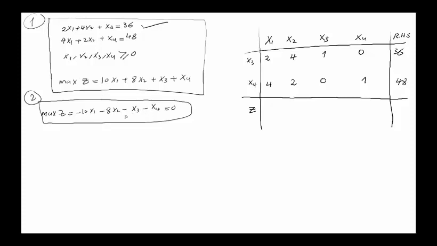For the coefficient of z you need to put here -10, the coefficient of x1, which is -10, and -8, and here you have to make 0. Okay, this is the procedure, and here is 0. So we make the third step in our procedure. We make this table, which takes the objective function and two constraints.